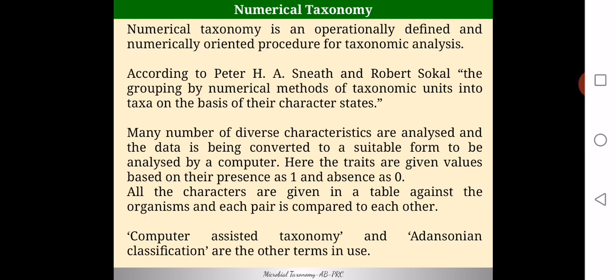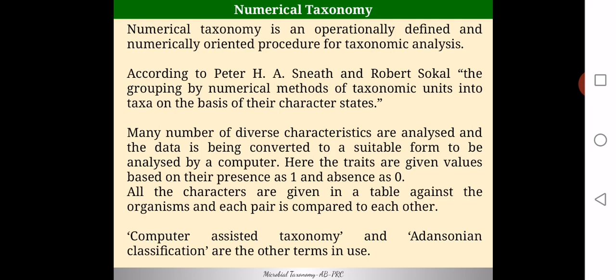Here we are using similar characteristics to those we studied in the phenetic or phylogenetic systems, but the difference is that we convert these characters into a machine-readable format. That means a numerical format, usually 0 and 1. If a character is present, it is given the value 1, and if it is absent, the value 0. Each character is converted into numerical form, and these data are provided to a computer, and the computer will analyze them.